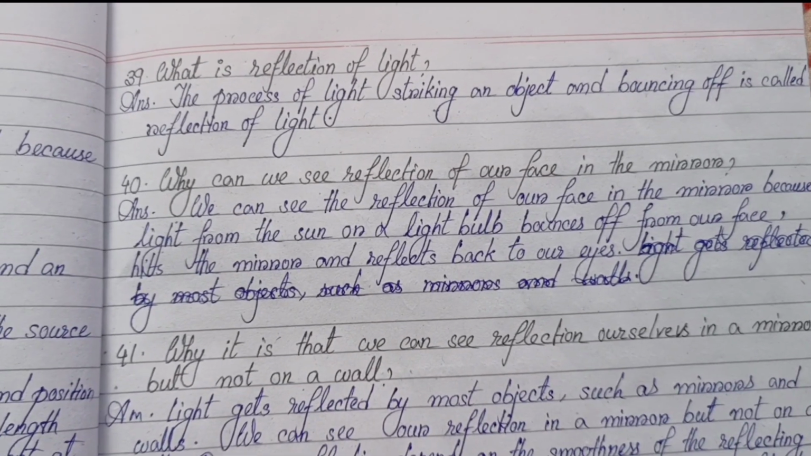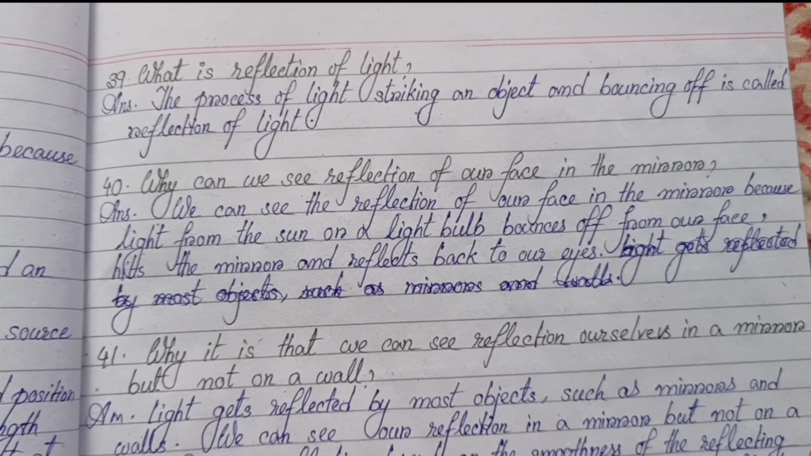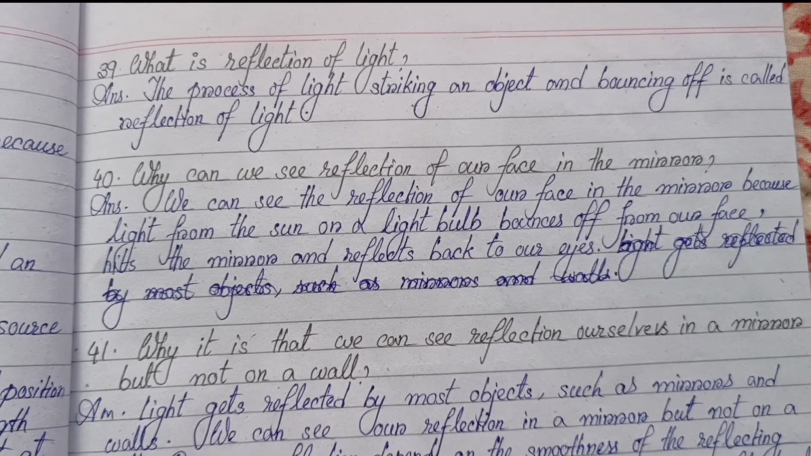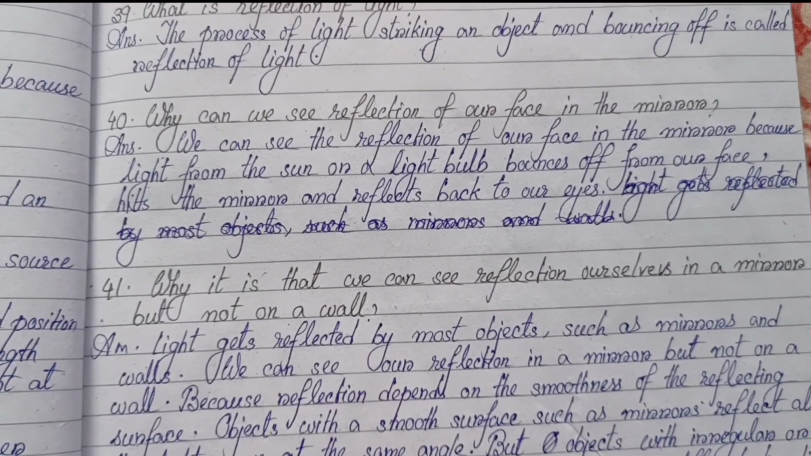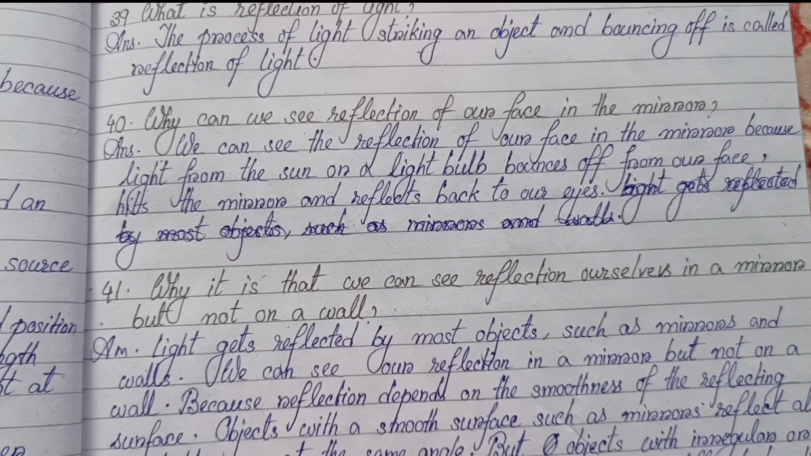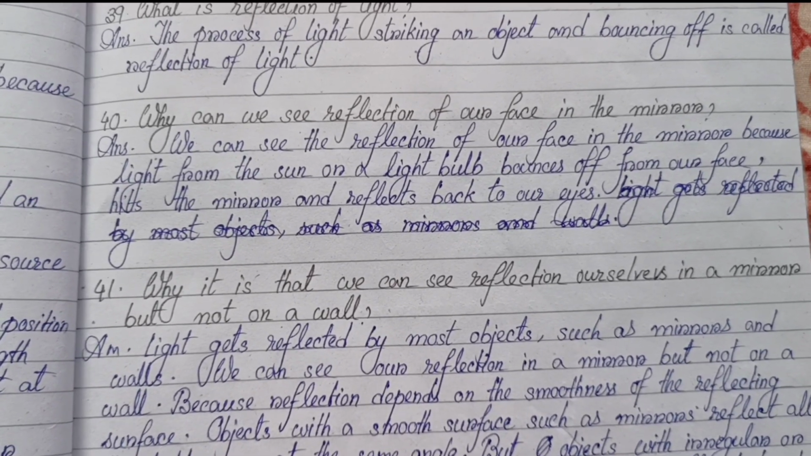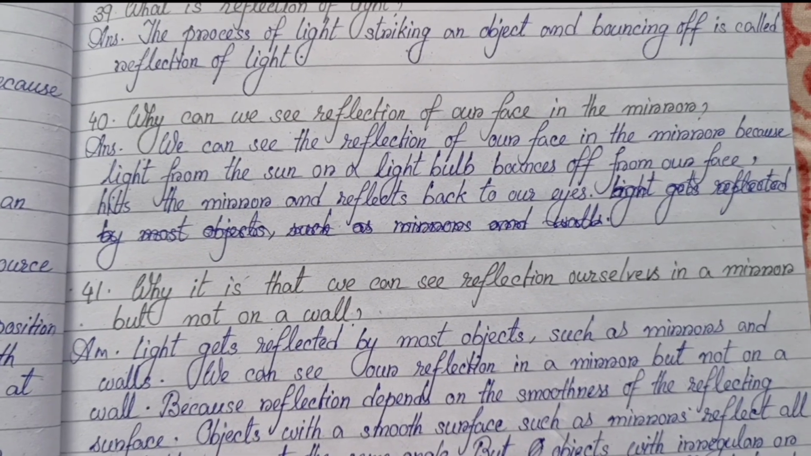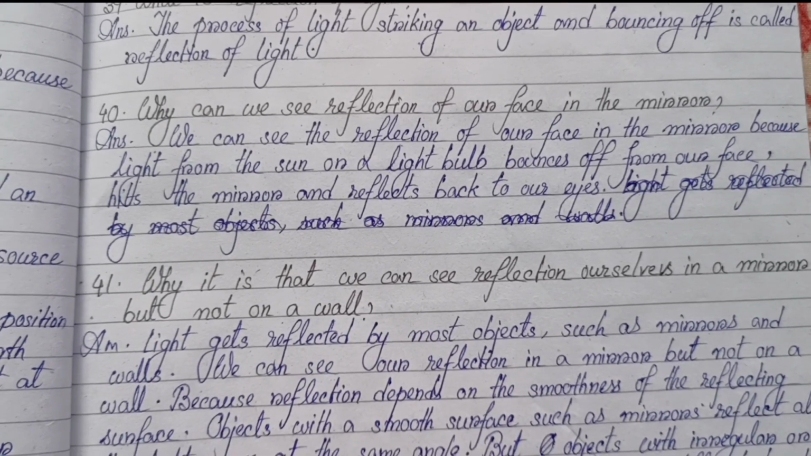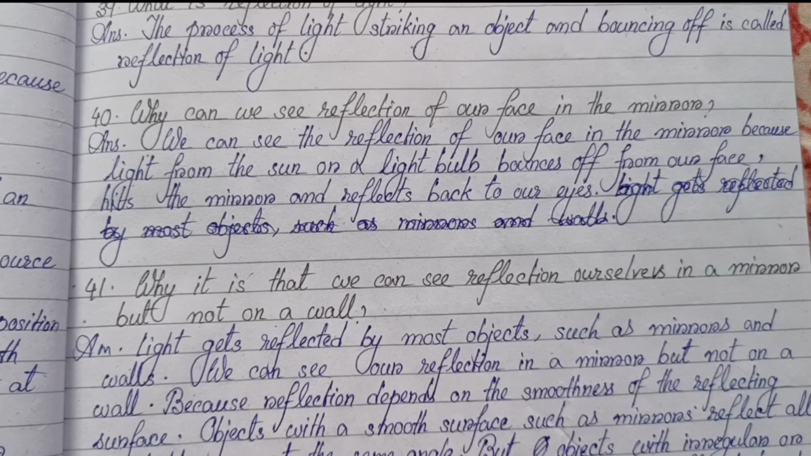Number 39. What is reflection of light? The process of light striking an object and bouncing off is called reflection of light. Number 40. Why can we see the reflection of our face in the mirror? We can see the reflection of our face in the mirror because light from the sun or a light bulb bounces off from our face, hits a mirror and reflects back to our eyes.